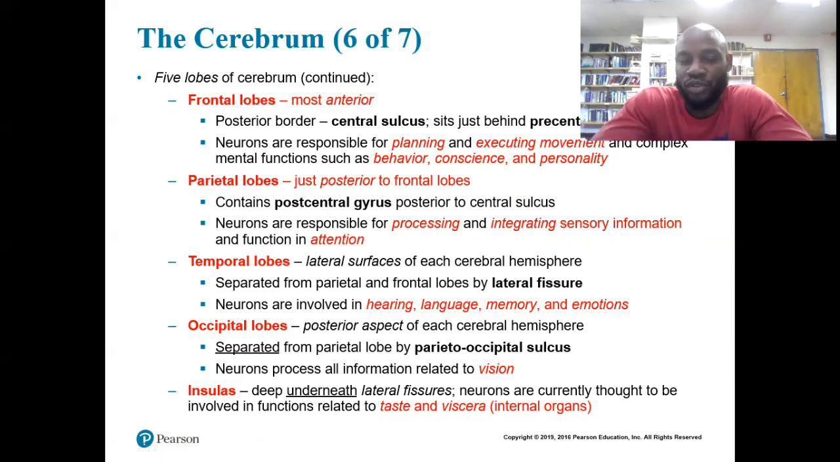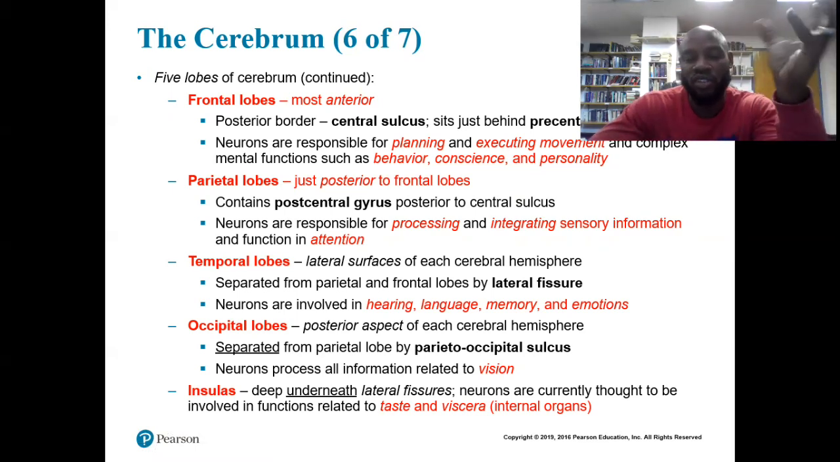Ocular, occipital, all related to vision. And then the insulas are deep underneath the lateral fissures, currently thought to be involved in the functions related to taste and your internal organs. But we're going to see some overlap as we'll see other parts of the brain also relate to our internal organs.